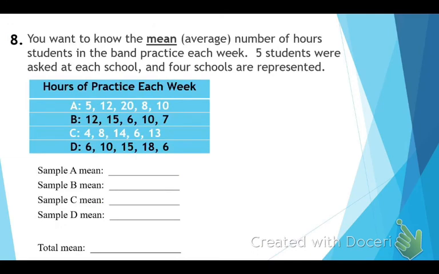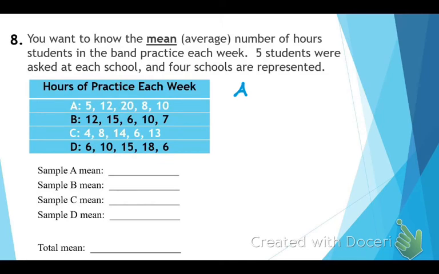All right, question number 8. You want to know the mean or the average number of hours students in the band practice each week. 5 students were asked at each school, and 4 different schools are represented. So let's focus first on school A. In order to find the mean or the average, we have to add up how many hours they did and divide it by the number of students that we asked. So first off, I want you guys to add up the number of hours for school A.